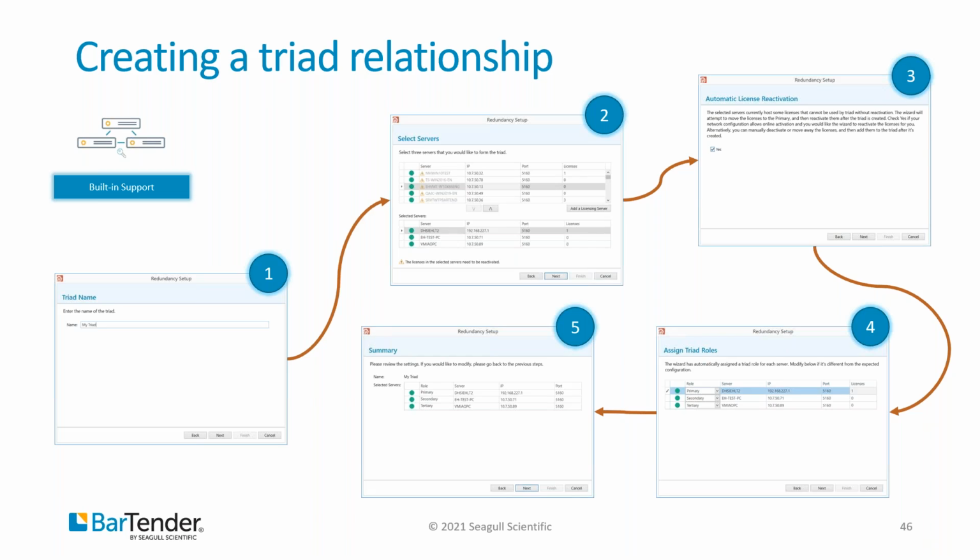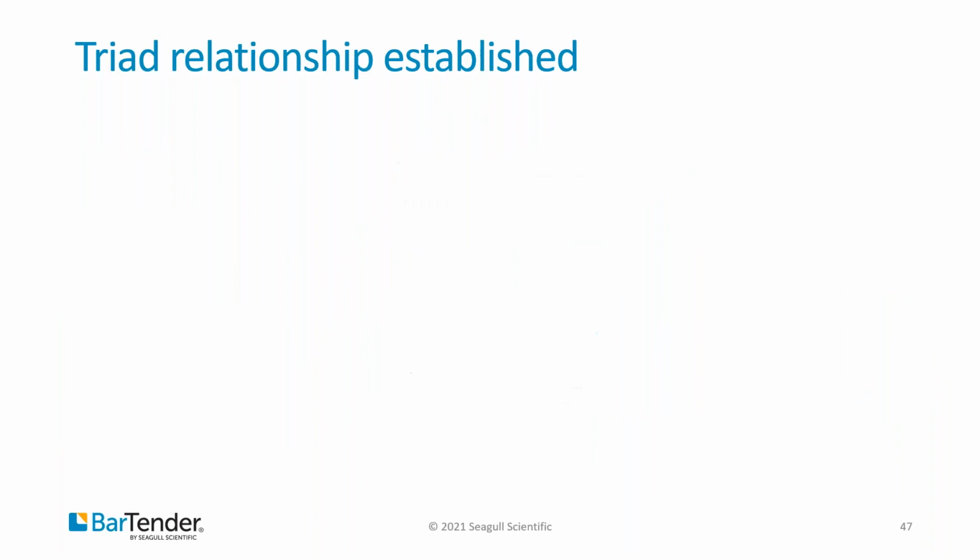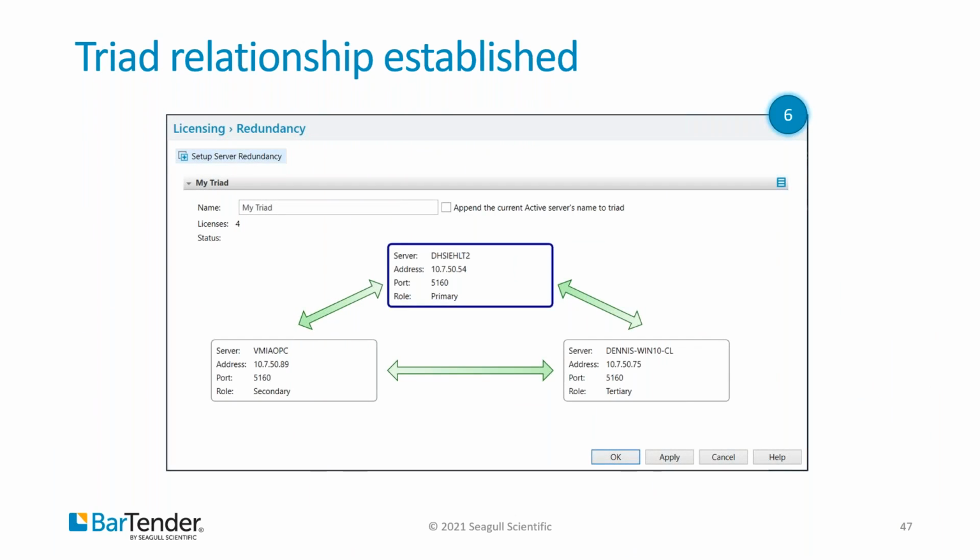And at the end, you have the summary of what has been created. Triad relationship established, and you can see the current status of that triad. Of course, if those arrows are all green, that means everything is in working order. If there's a failure with one of the nodes, then that would be indicated with, I think, a red arrow or something. So it will show you the current state of your triad. And of course, you can make changes to your triad by clicking there on the menu button to make changes as you need to.